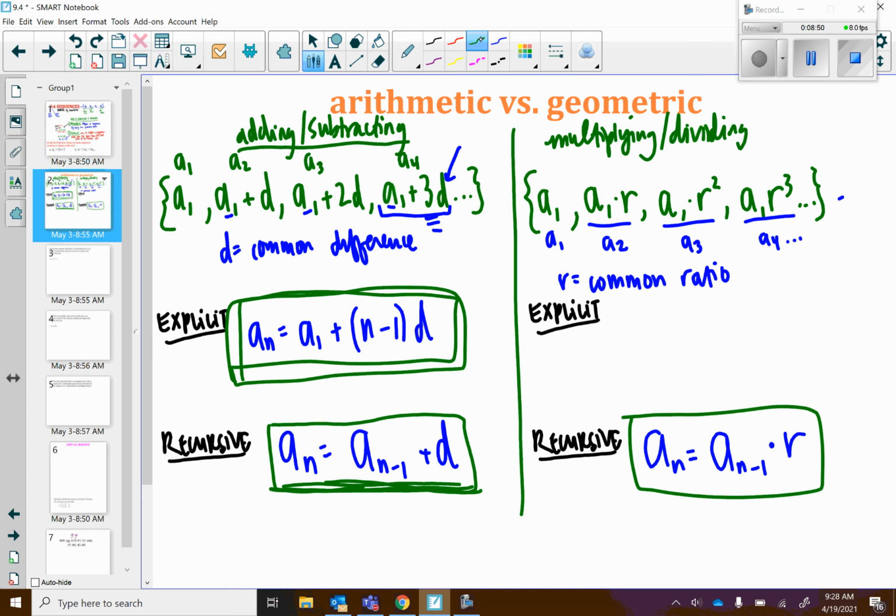For an explicit, let's consider what we've got up here. Notice if I'm looking at my third term, I take the first term and I multiply it by 2 copies of that common ratio. Did I say common difference? I apologize if I did. So that means any term here is equal to A1 times R to the n minus 1. One less than the term number we are looking for.